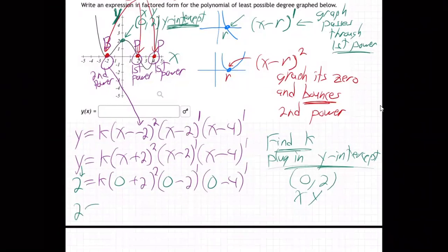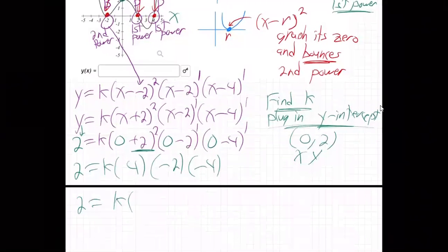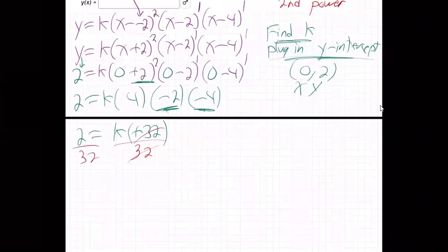So let's do it. 2 equals k times, what's that going to be? 4 times negative 2 times negative 4, right? This is 2 squared, 4. And so 2 equals k times, what is that? 2 negatives, it's going to be positive. I think it's 32. You should calculate if you need to. Last step, divide by 32. K is 1/16. So we got it.